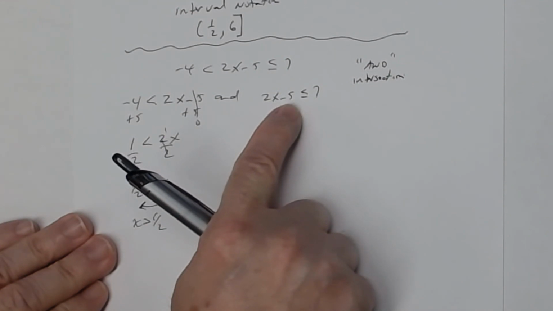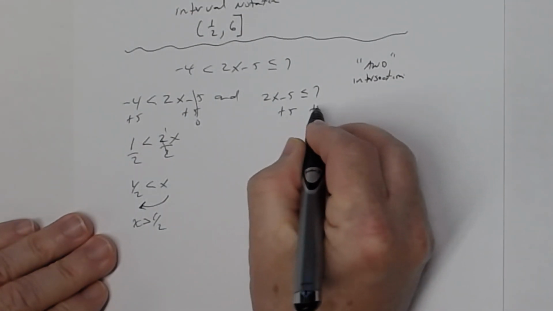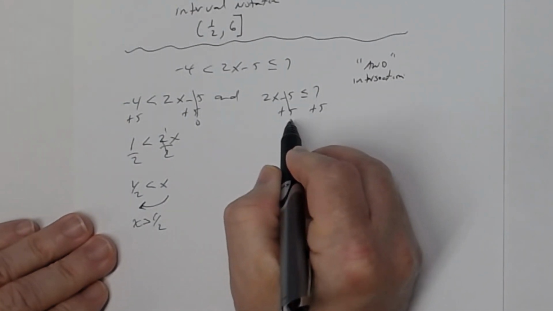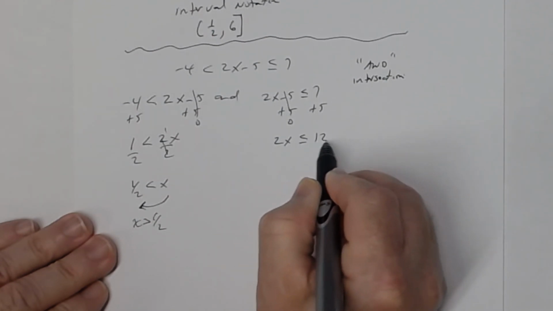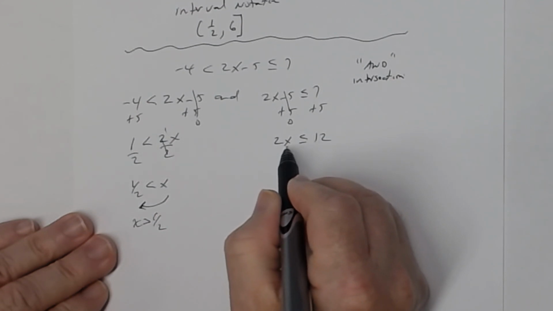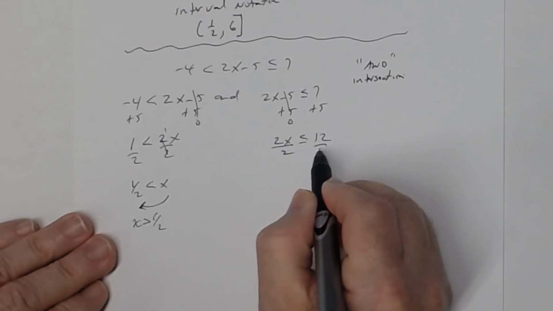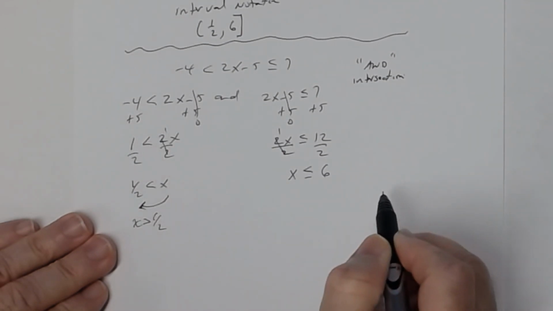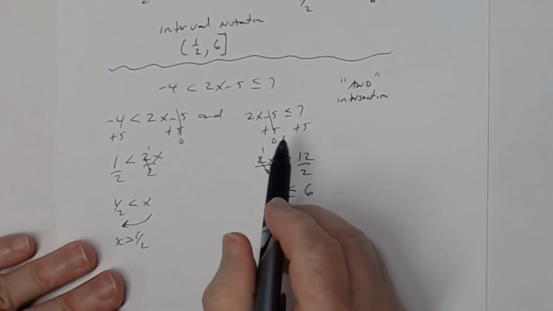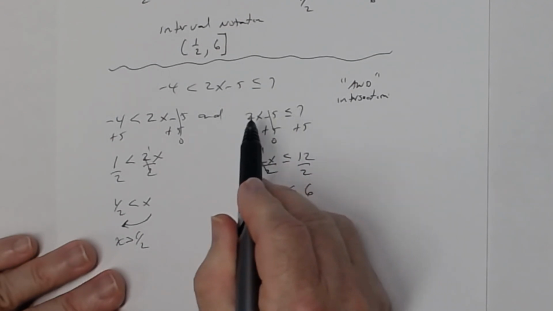Let's do this one now. We're going to add 5 to both sides also. And when I do that and combine like terms, this is 0. I get 2x is less than or equal to 12. Getting x by itself, you can divide both sides by 2 and simplify. I get x is less than or equal to 6. Now x is less than or equal to 6 is the solution to this only. Okay?